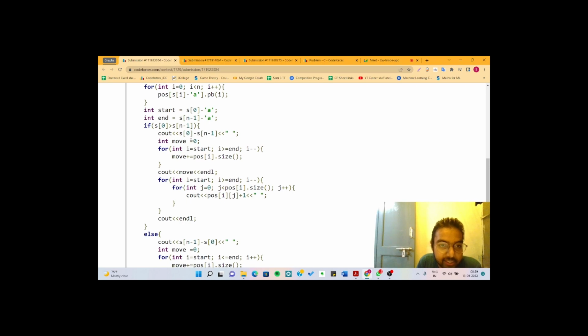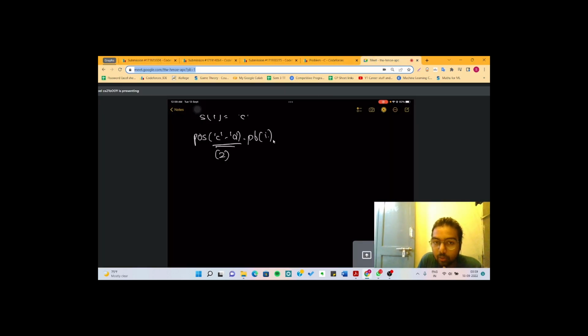Then initially I'll initialize my moves to 0, and the way I'm moving is, as I told you, suppose I'm moving from 15 to 3. So first I'll go through all the 15s. Now, since my case is that this is strictly greater than this, 15 is greater than 3, something like that, I'll first check all the 15s, then all the 14s, all the 13s, and so on, all the 3s. This is how I'll move.